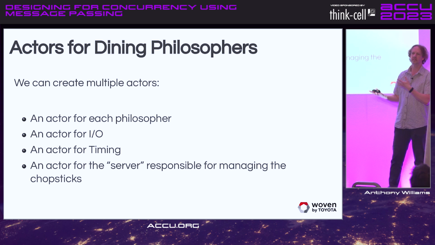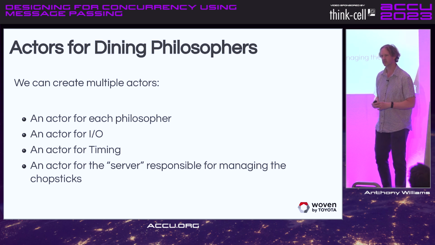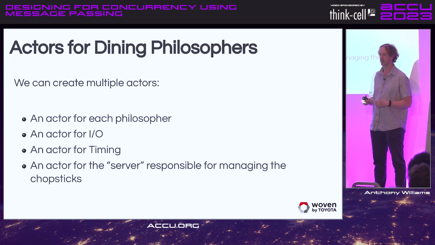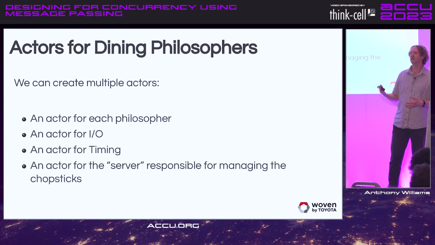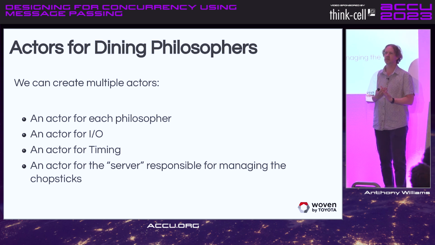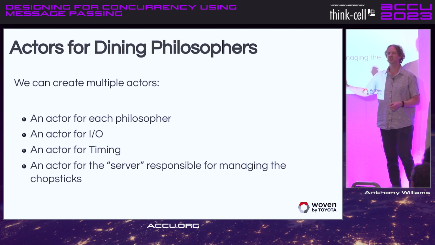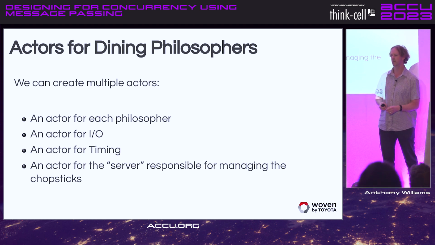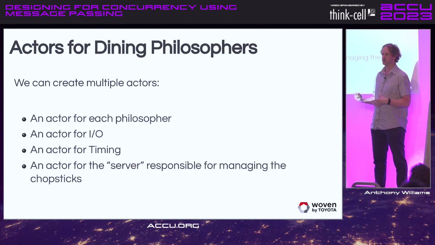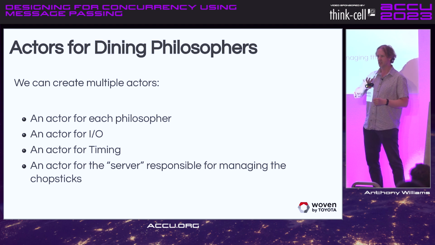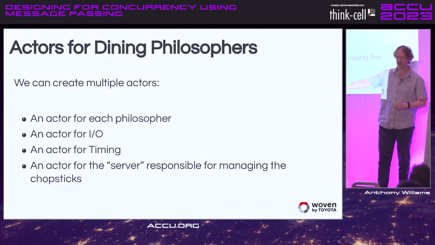So we're going to create a bunch of actors, or microservices, as I called them earlier. And we're going to have one for each philosopher. In the spirit of not having blocking things, we're going to have an actor for I/O so that we can send it messages that's going to output to the world what's happening. And we're going to have a separate actor for timing so that we can say, well, I'm going to think for a random length of time, so I'm going to decide what that period of time is, and I'm going to farm actually managing the time out to the timing actor.